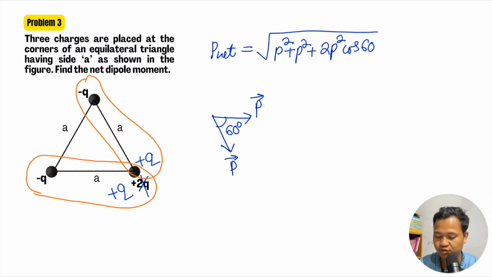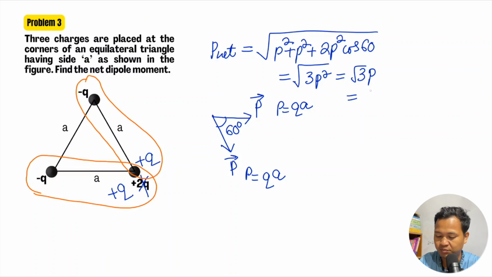Suppose the magnitude of P is P. So what is P? Q into separation, so P is equal to Q into A. The separation here is not 2A, it is A, since it is the distance between plus Q and minus Q in the dipole definition. If you solve, cos 60 is 1 by 2, the 1 by 2 cancels out. So here you'll have 3 into P square under root, that means root 3 into P, which is root 3 into Q into A. So this is the net dipole moment.